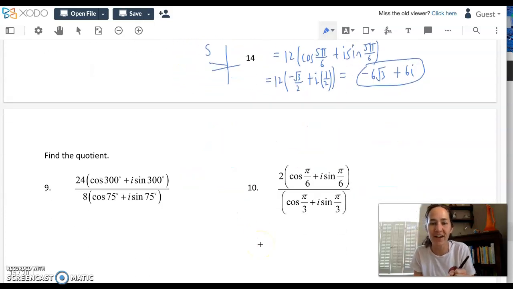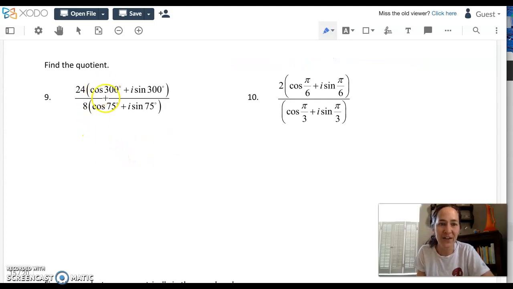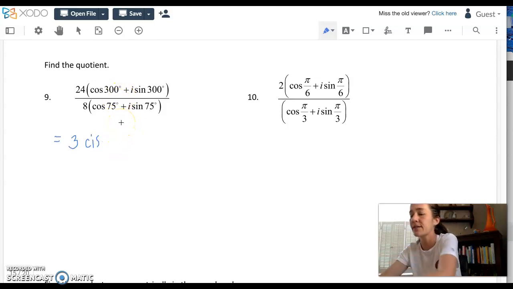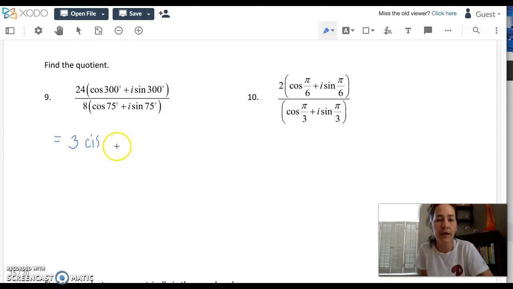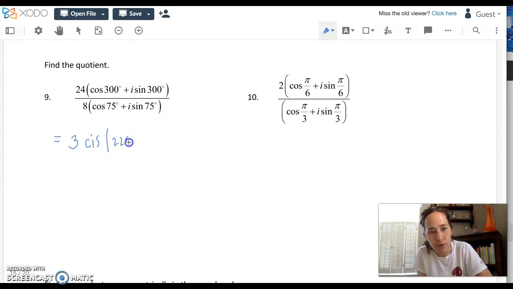Let's try some dividing on the next page. Find the quotient. Okay, I see finally a problem that's written in degrees. It's been a while for this, but the rules still apply, whether you're working in degrees or radians. Divide the two r's, so 24 over 8 gives you your new modulus. And then it's cosine plus i sine. Let's subtract the two theta, so 300 minus 75, the theta that's on the bottom, gives you in degrees only 225 degrees. And this is one of our angles that has a special reference angle of 45 degrees as well. So that's your polar answer.